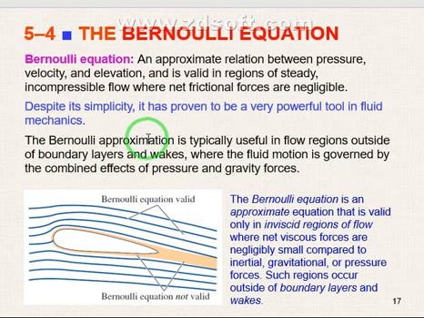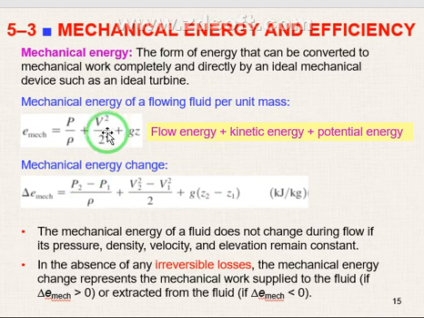Now let's speak about the Bernoulli equation. The Bernoulli equation is an approximate relation between pressure, velocity, and elevation, and it's valid in a region of steady, incompressible flow where the net friction forces are negligible. So again, you remember these three components: flow energy, kinetic energy, potential energy.